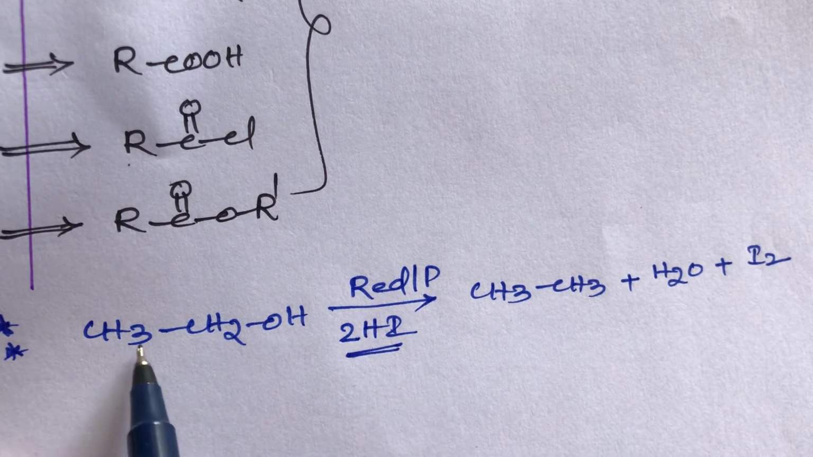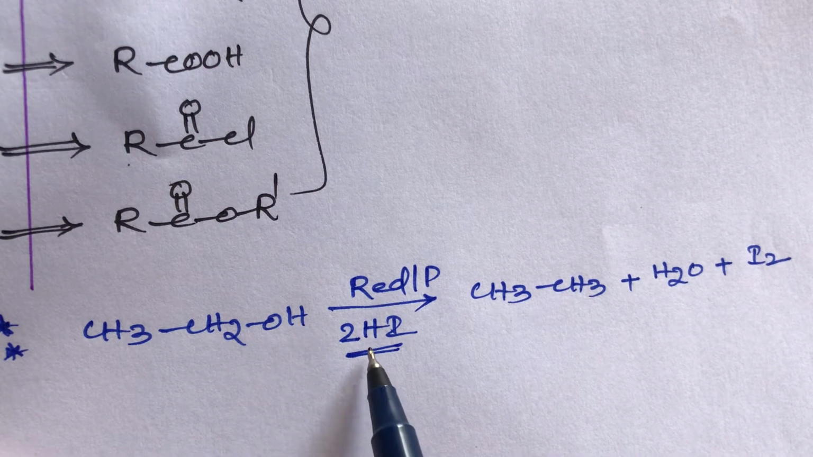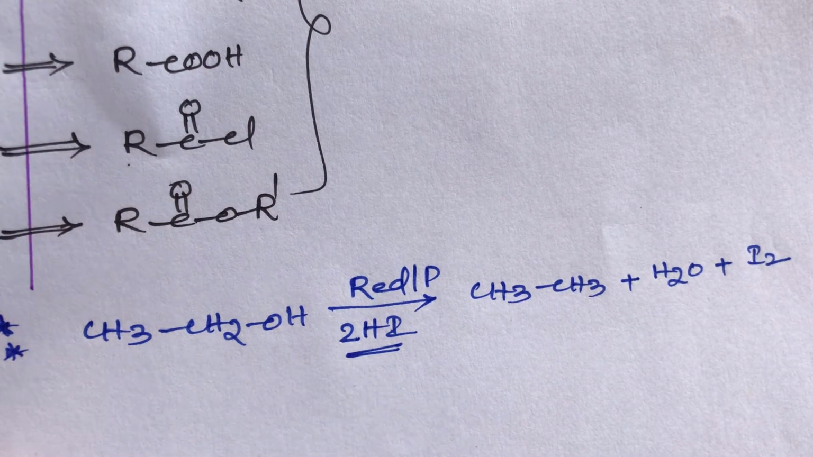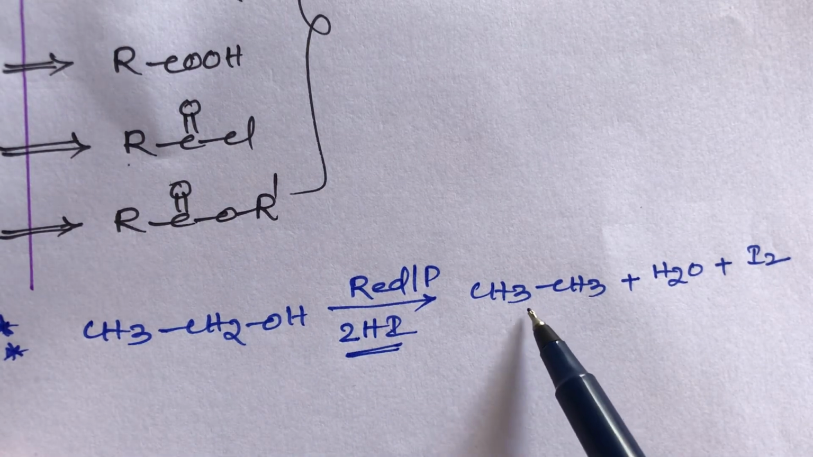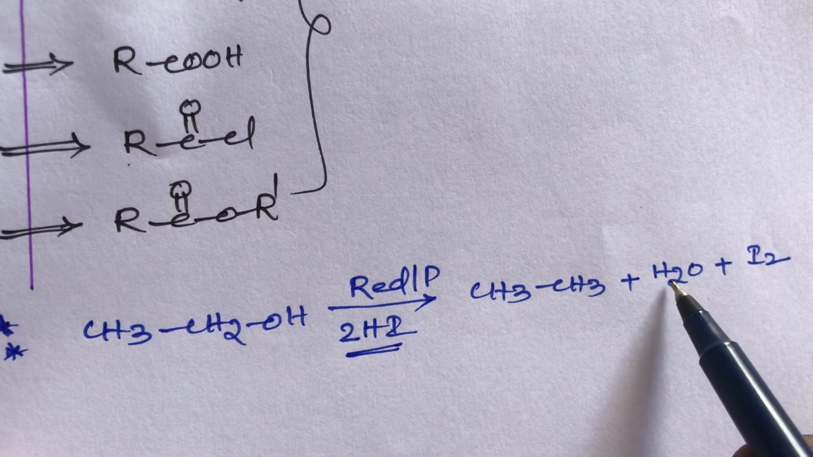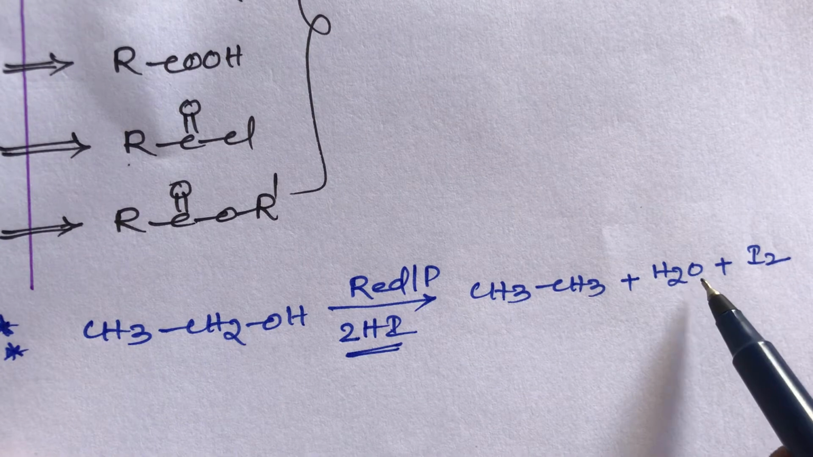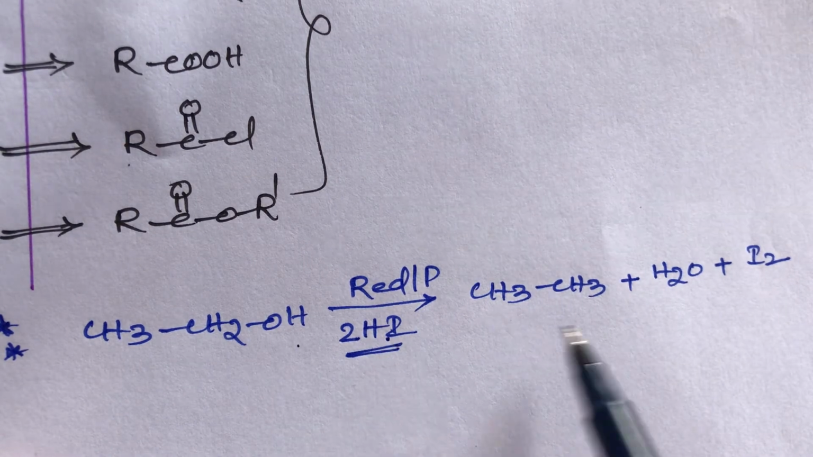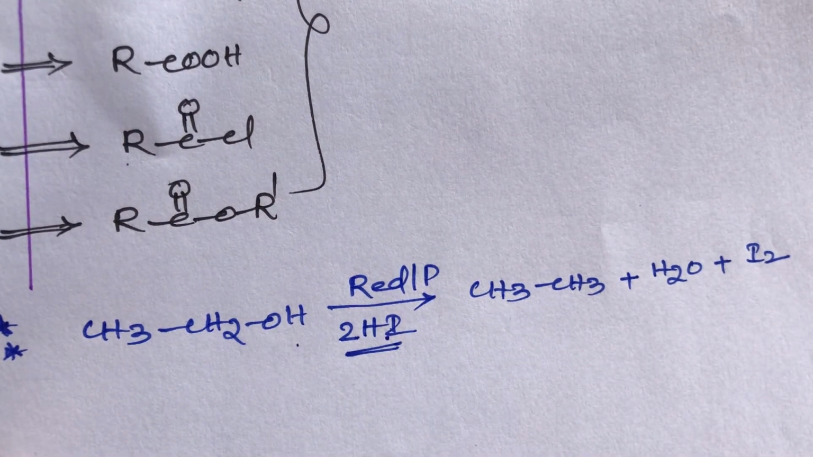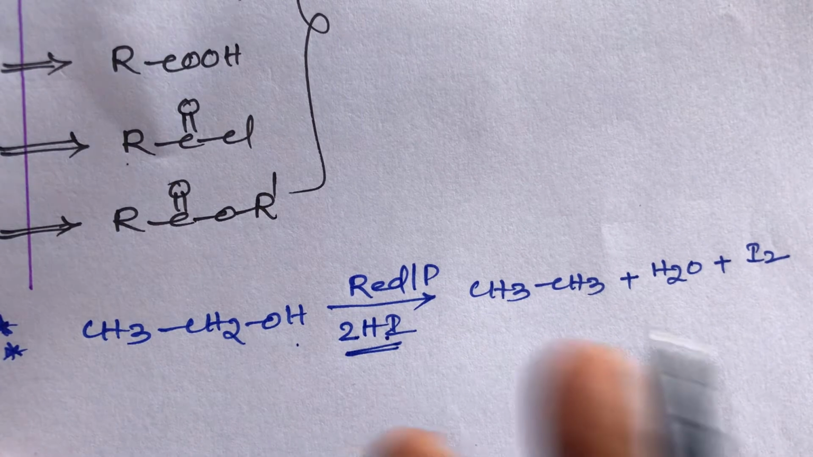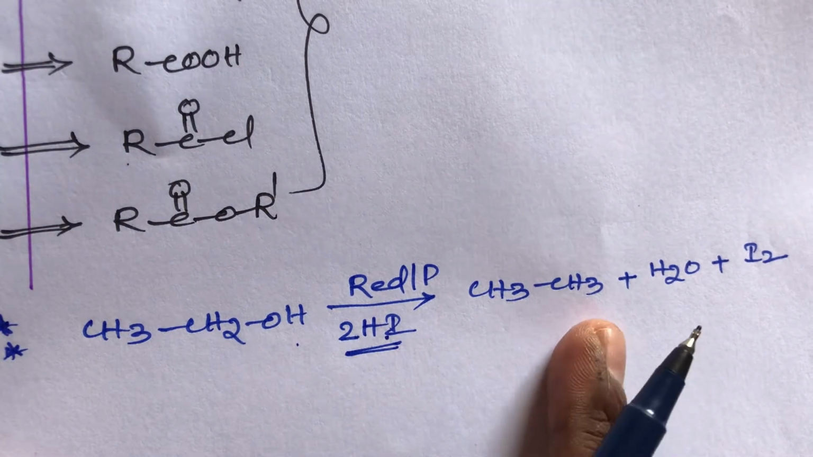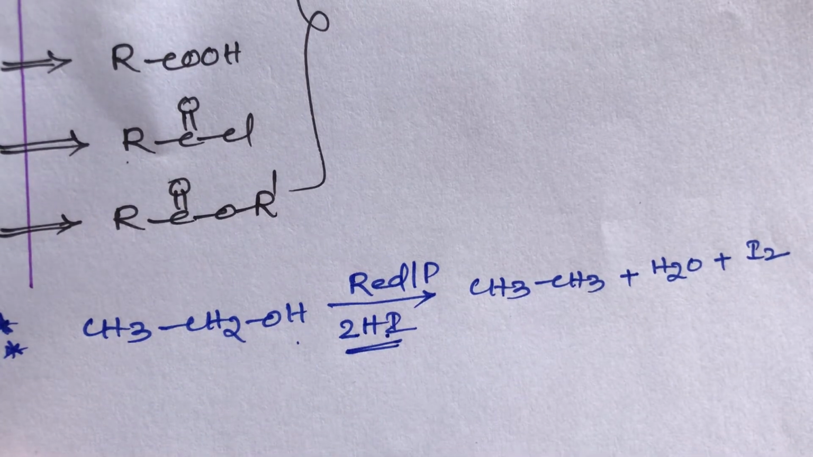On the left hand side, 3 plus 2 plus 1 plus 2, that is 8 hydrogens are there. On the product side also the same, 3 plus 3 is 6, plus 2 is 8. Oxygen on the left hand side is only 1, and on the right hand side only 1. Iodine on the left hand side is 2, and here also the same. Everything is balanced, friend. When alcohol reacts with HI in the presence of red phosphorus, ethyl alcohol gives ethane. So here 2 moles of hydrogen iodide are involved.